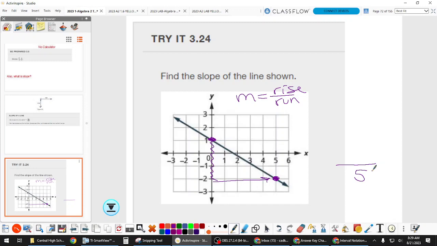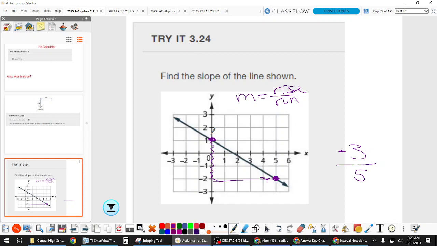All right. How about the rise? Down 3, right? So from 1 down to negative 2. Is this little negative sign important? Yes. Why? It shows that it's going downhill. Remember that from left to right, a downhill line better have a negative slope, or it's wrong. Sorry about that mix-up. Okay, so rise over run, negative 3 over 5 is our slope.